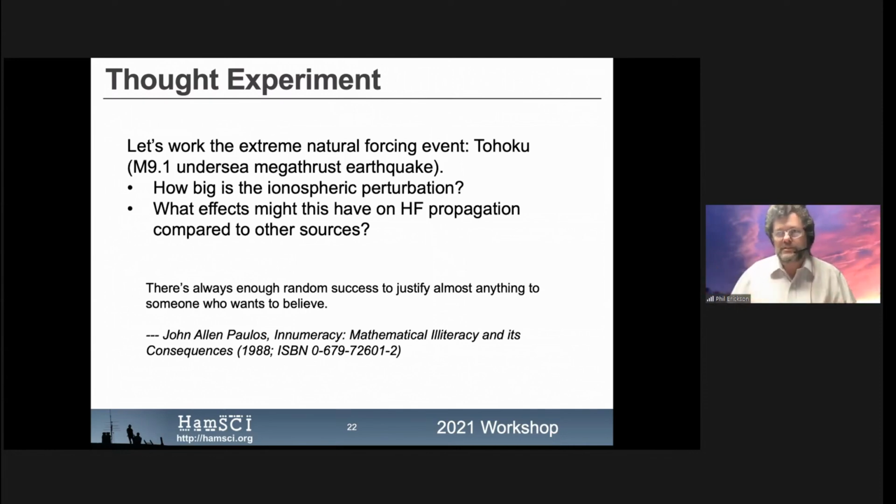Not higher frequency stuff, the really heavily refracted stuff that HamSci often concentrates on. And the little quote there is an encouragement for you to read John Allen Paulos's book about innumeracy. We're trying to be numerate here. We are trying to see what this factor is compared to other things.